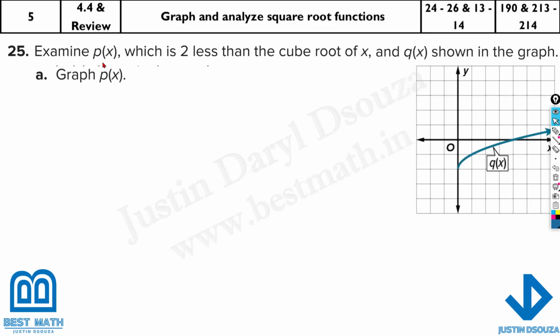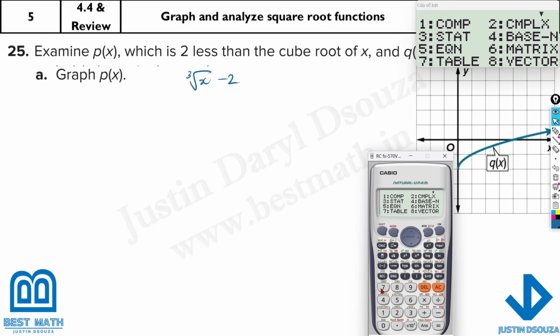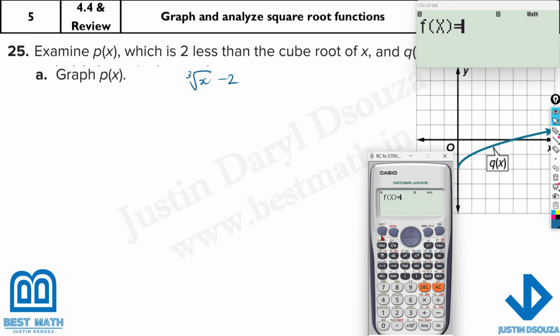Here we can see that examine p of x, that's the function, which is 2 less than the cube root of x. See, cube root of x, 2 less than this, less than the cube root of x minus 2, because it's 2 less, right? This is the given function. So what is the difference here? You have to write the function by yourself. And now we know how to graph. Let's go to mode 7 in the calculator and type this out. Shift and the symbol here, cube root x minus 2.